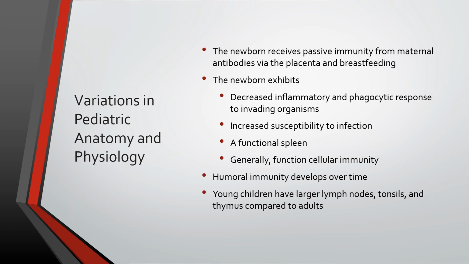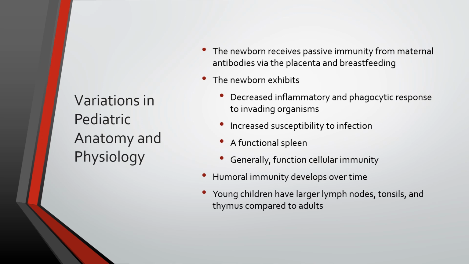So what are some variations in our pediatric anatomy? Newborns receive passive immunity from maternal antibodies because of the placenta and or breastfeeding. The newborn exhibits decreased inflammatory and phagocytic response to invading organisms, increased susceptibility to infection, a functional spleen at birth, and generally they have functional cellular immunity. Humoral immunity develops over time, so as we're exposed to different things, it builds our immune system.